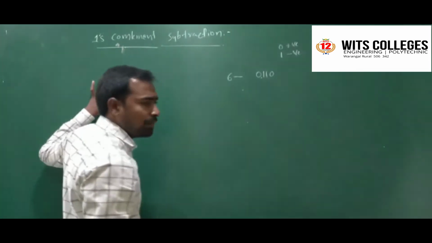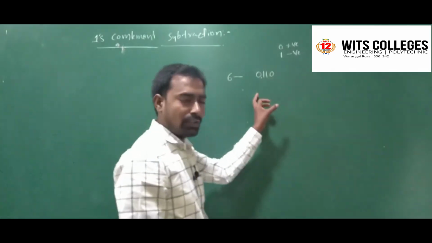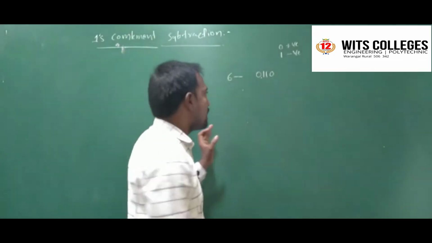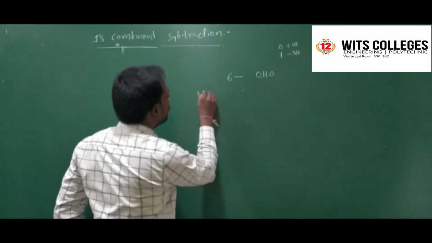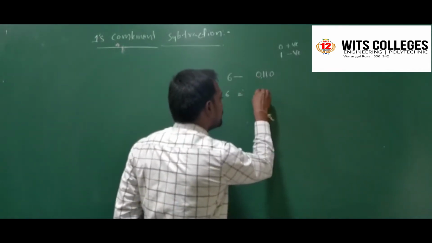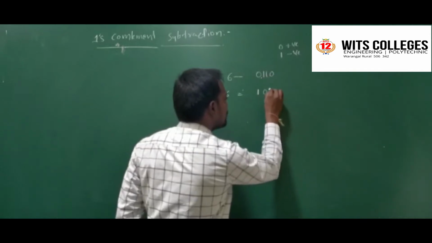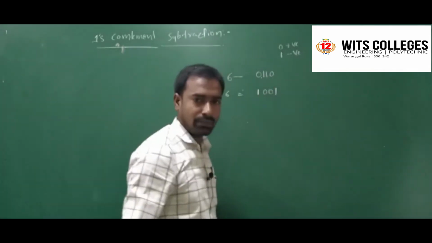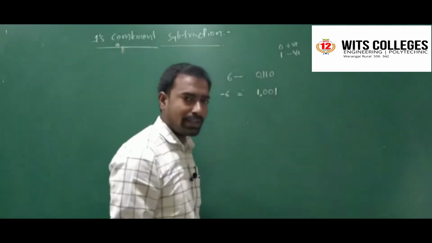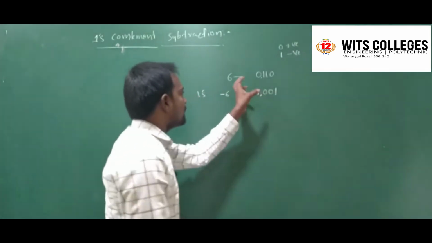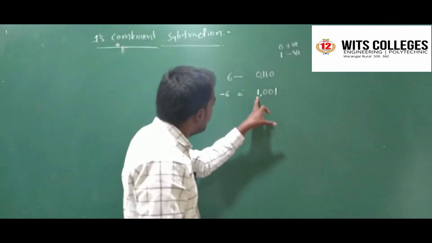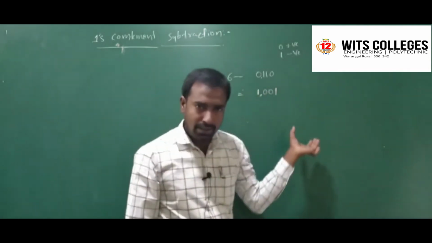Coming to the ones complement, replacing the zeros with ones and ones with zeros is called ones complement. So here the ones complement of 6: 0 is replaced with 1 and 1 is replaced with 0 simultaneously. Here the 1 indicates a minus value, that means minus 6. So we can say easily that 0110 is equivalent to 1001 in negative value.